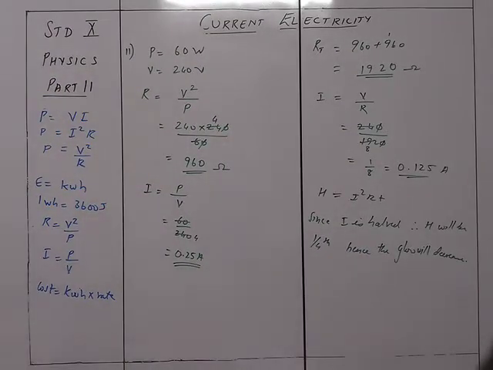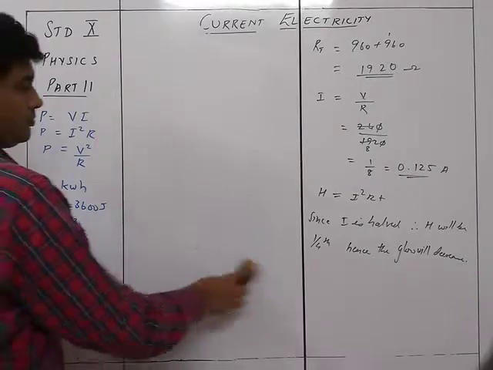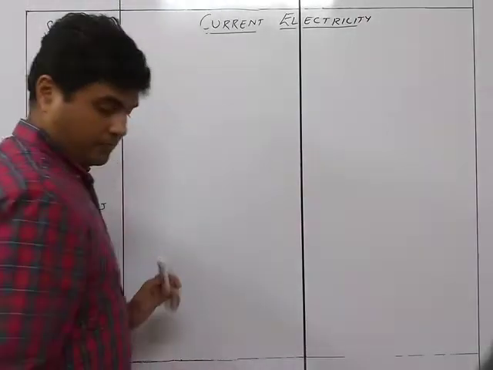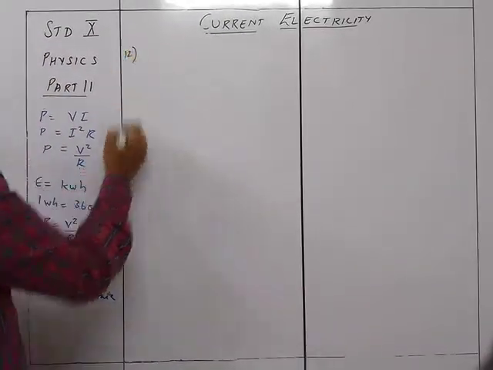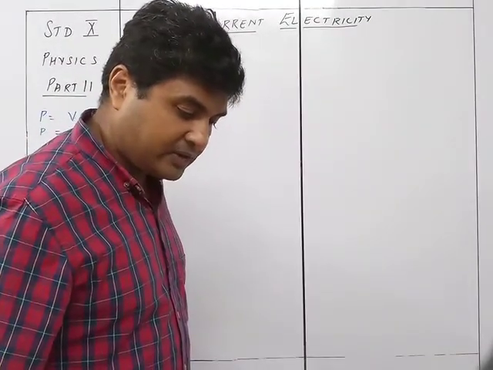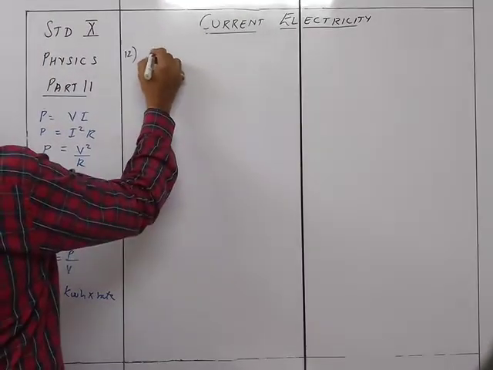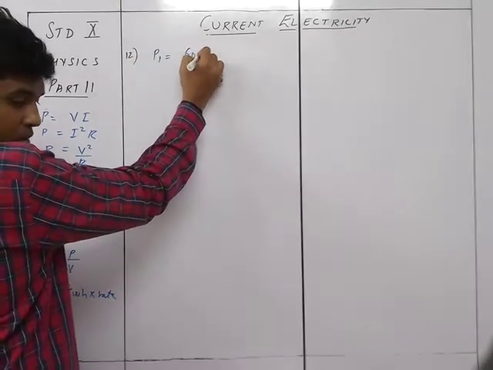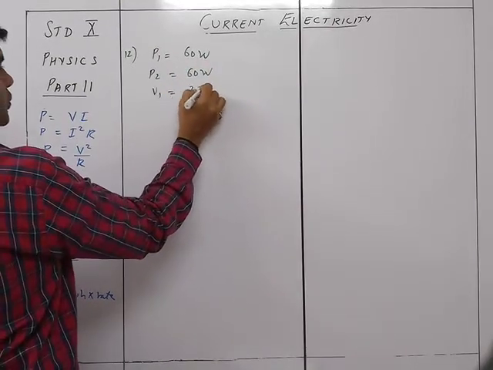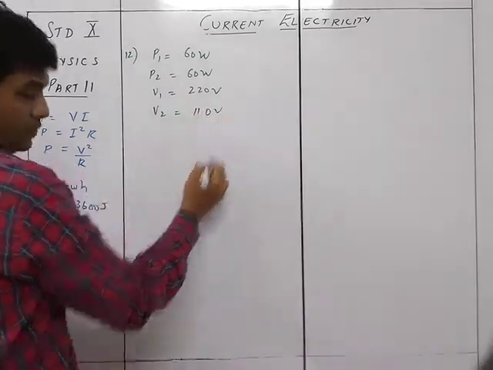We now move on to sum number 12. Two bulbs are rated 60 watt, 220 volts and 60 watt, 110 volts respectively. Calculate the ratio of their resistances. So we have P1 is equal to 60 watt, P2 is equal to 60 watt, V1 is equal to 220 volt, V2 is equal to 110 volt.